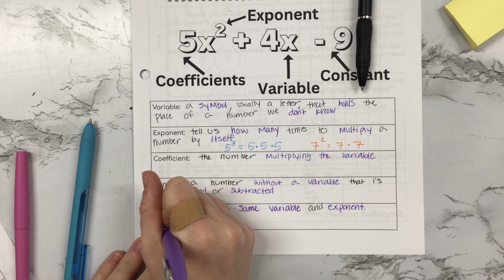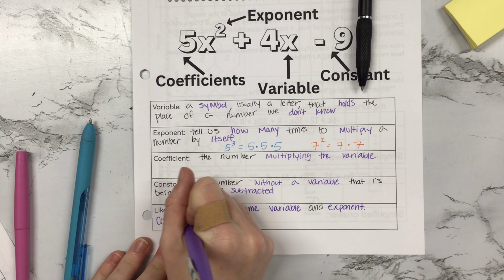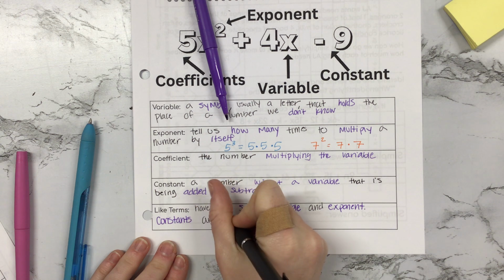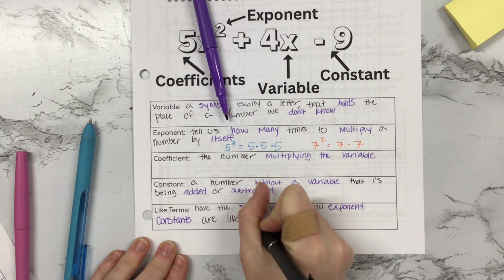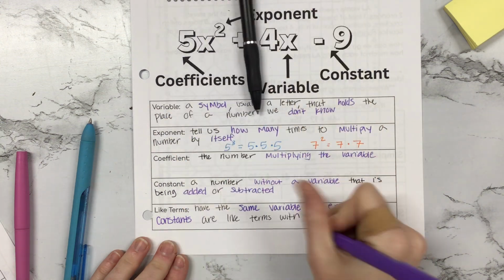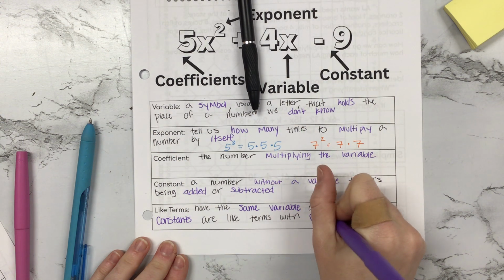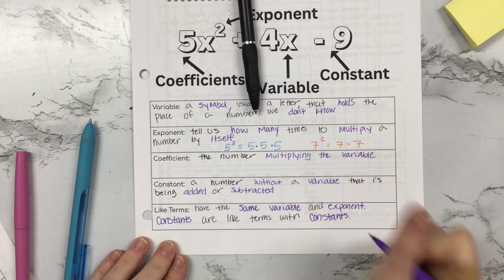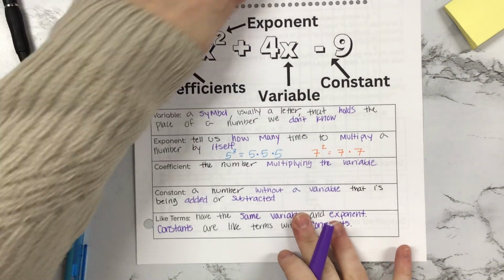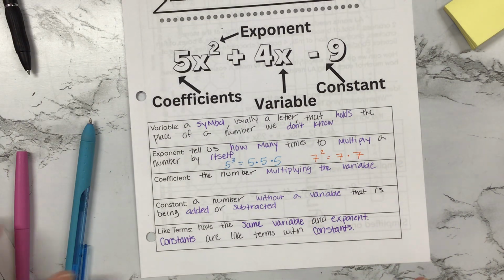or constants are like terms with other constants. So if it has no variable, that's a constant. Those are all like terms. So they have to kind of match.